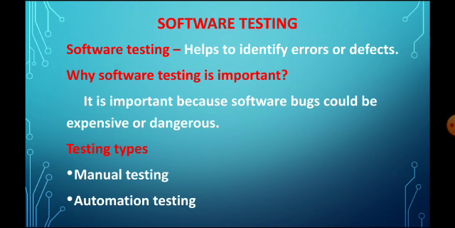Why is software testing important? It is important because software bugs could be expensive or even dangerous. So we want to produce a quality product without any defects or bugs. There are two types of testing, manual testing and automation testing. What is manual testing? The user can test the application manually. What is automation testing? It is man-made software that acts as an interface between the user and the application.